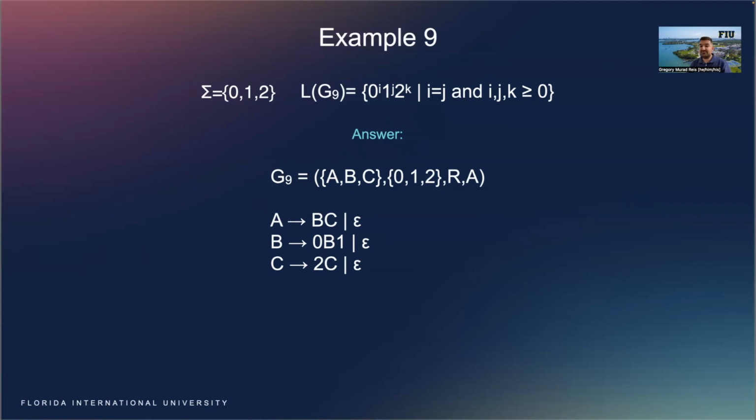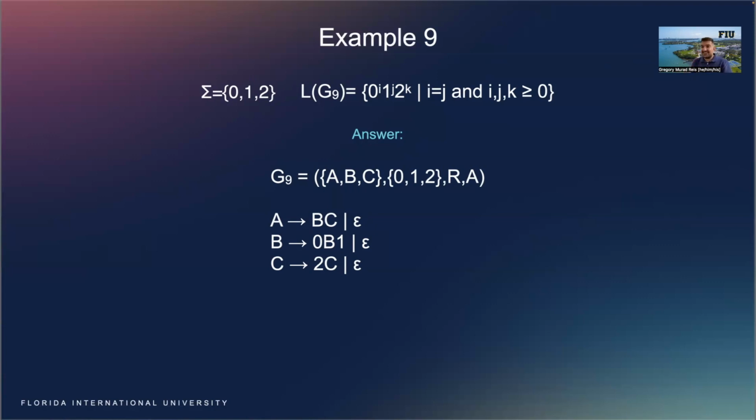So let's think about B first. B, every time there's a 0, has to add another 1. So I can create a recursion in the middle for 0's and 1's. 01, 0011, 000111, so forth and so on. Good. How about C? That concatenated variable C can take care of any amount of 2's you want. So I can have C go into 2C. So you can produce a billion 2's or no 2's at all, because C can also produce empty.